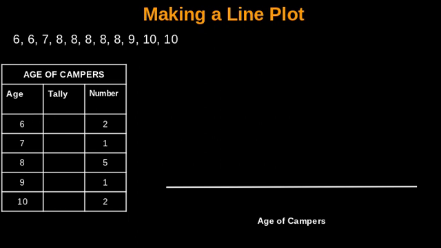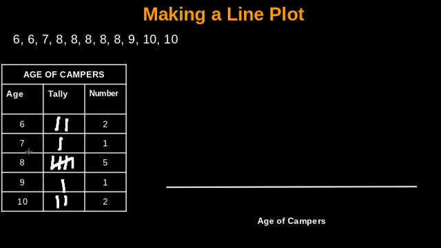Here we have the age of campers and the number of people in the age brackets we have here. For those who are 6 years old, we have just 2 of them, so we'll put the tally marks to correspond with that. 7-year-olds, we have just 1. We have 5 8-year-olds, so this is the tally mark representing that. We have 1 9-year-old and we have 2 10-year-olds. So you can either use the tally chart or the raw data as it's given here to create your line plot.